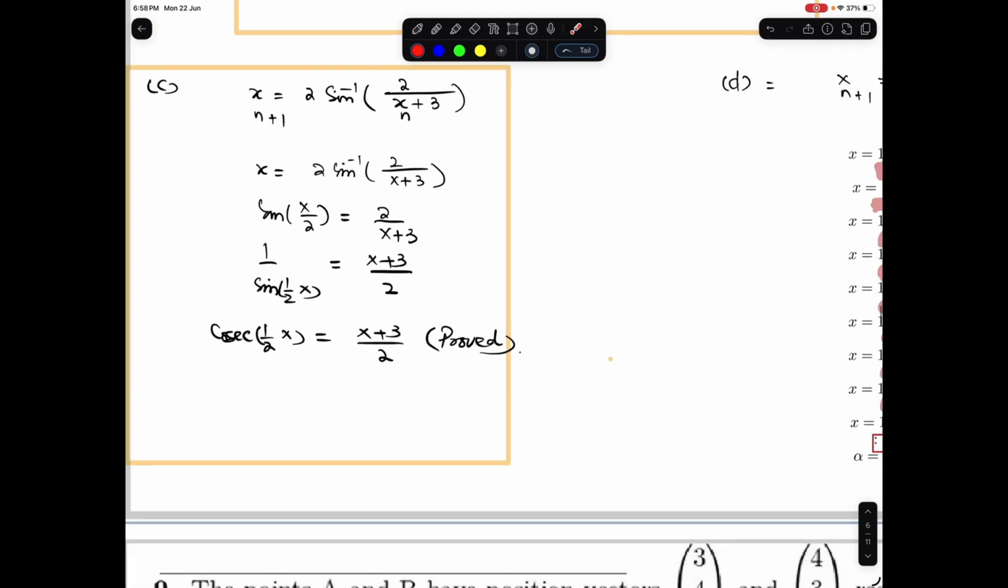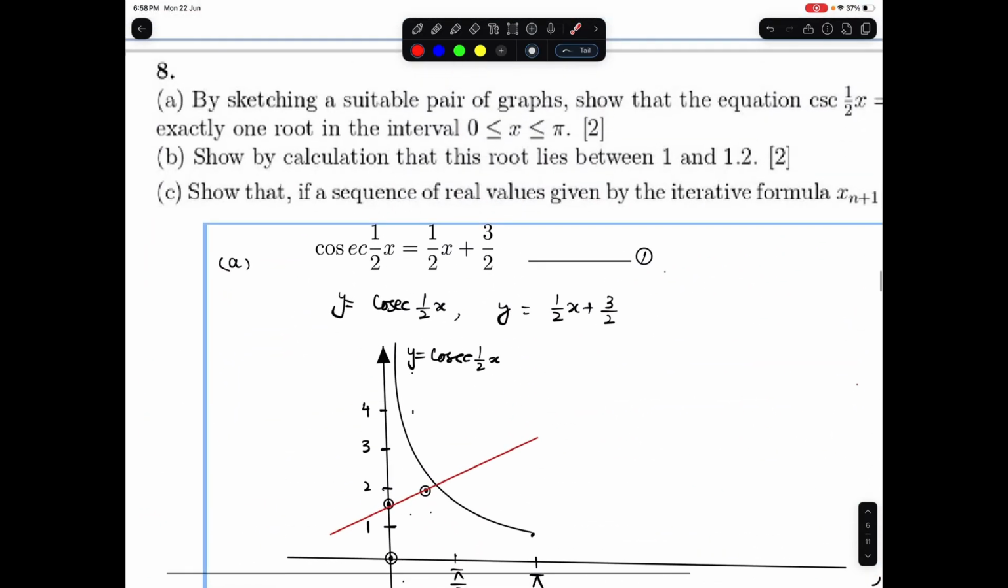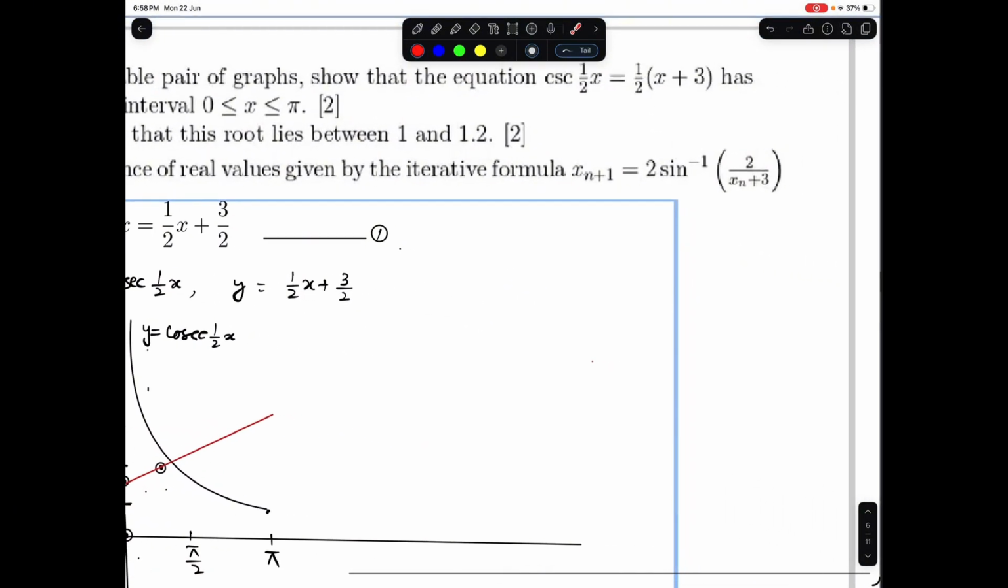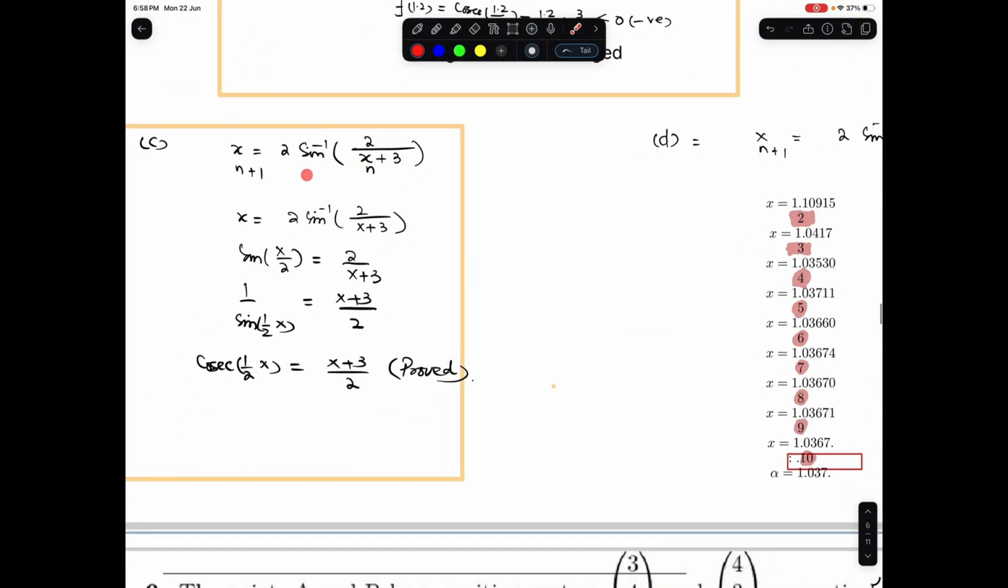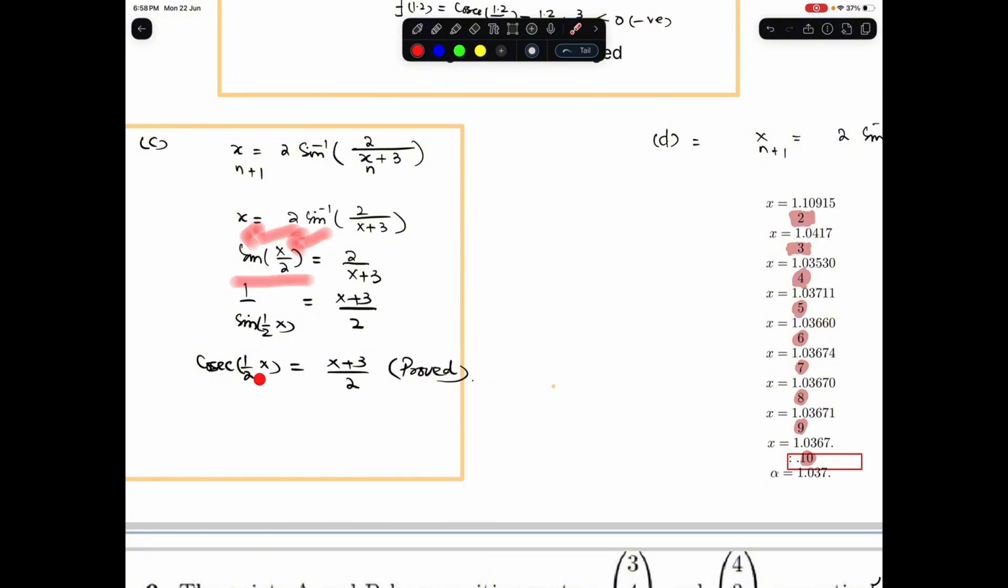Then part C is what कहता है show that if the sequence of the real values given by the iteration, so then it will converge in part 1. So you have to remove the n's. You simply will be getting this equation, then make 2 को डिवाइड करें, साइन इनवर्स उधर जाकर साइन हो जाएगा, और दिस इज व्हाट 1 ओवर साइन of 1 by 2x is equals to this, so 1 by sin 2x is what cosecant of 1 by 2x.